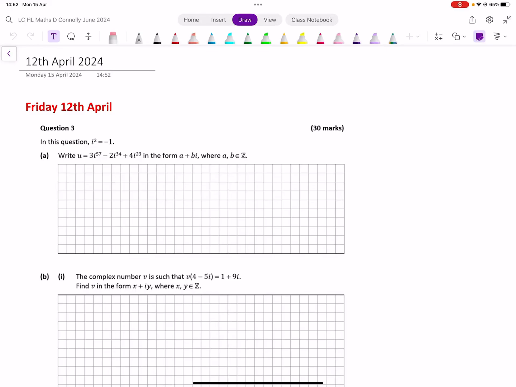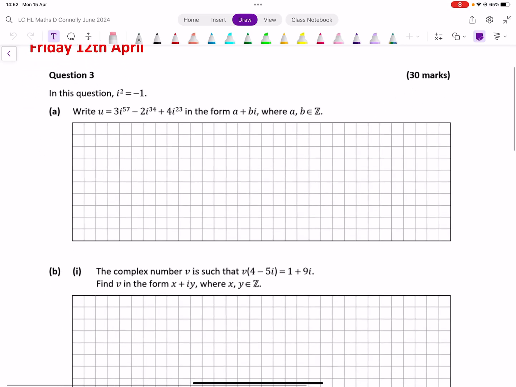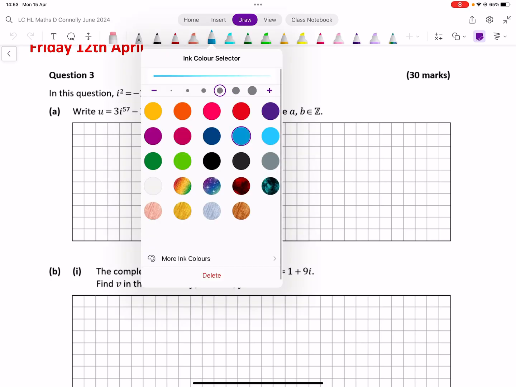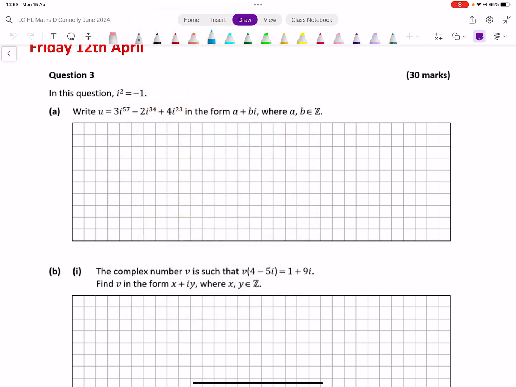Homework from Friday was on complex numbers, so we'll get this started. In this question, i squared equals -1, which we know. Write u, which equals 3i to the 57, and so on, in the form a plus bi. Now, what's my little pattern?